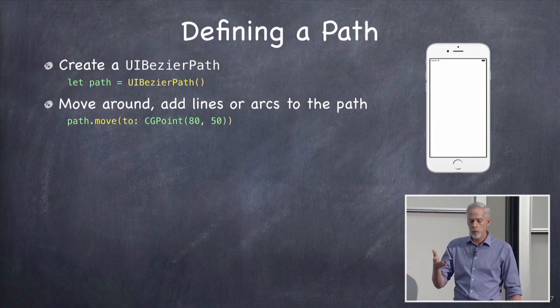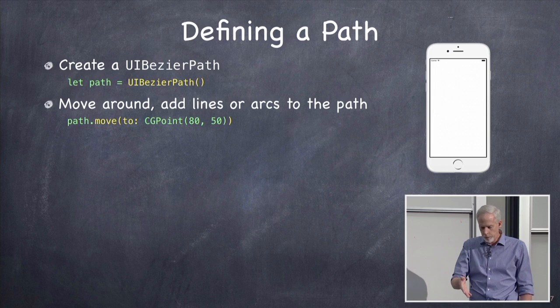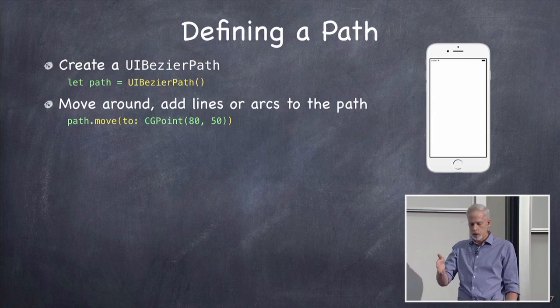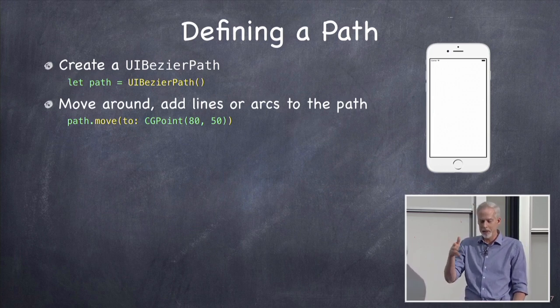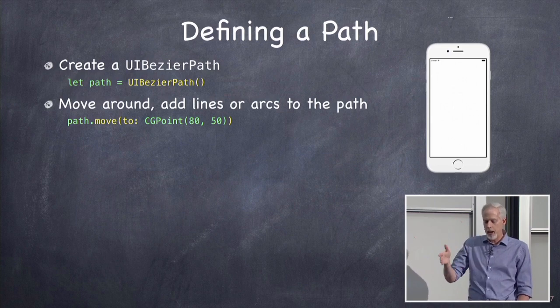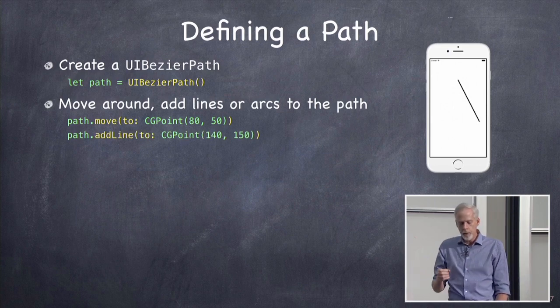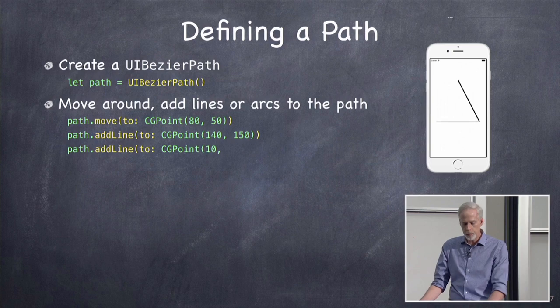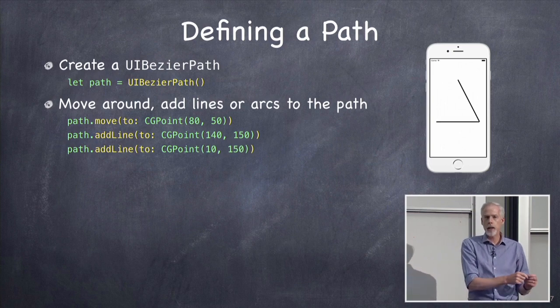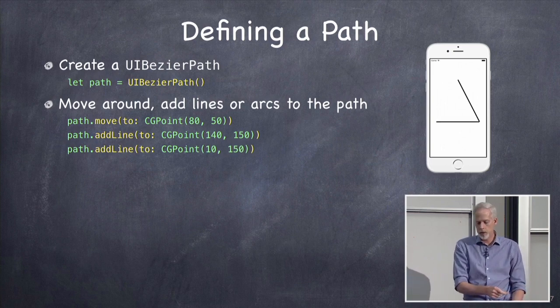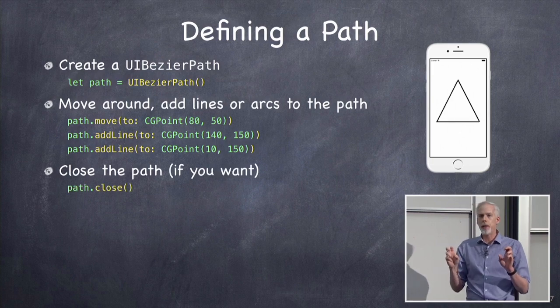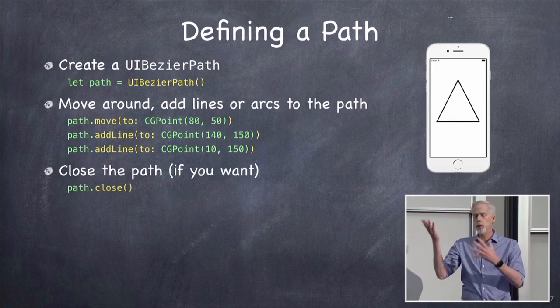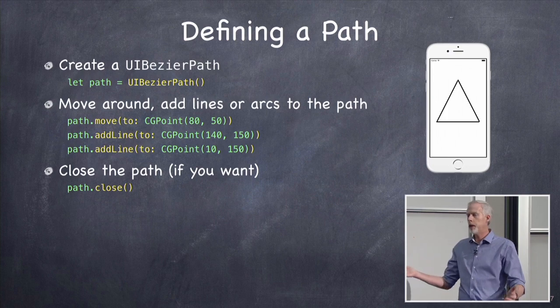So I can say move to 80, 50, which is halfway across this little screen. This is a small screen, let's say 160 points wide. 80 across and then 50 down. Then I'm going to add a line down to 140, 50. See that? Then I'm going to add another line over to 10 off to the left, still 150 down. Then I'm going to close the path. We can close, and that just closes it back to the start. So look, I made a triangle.